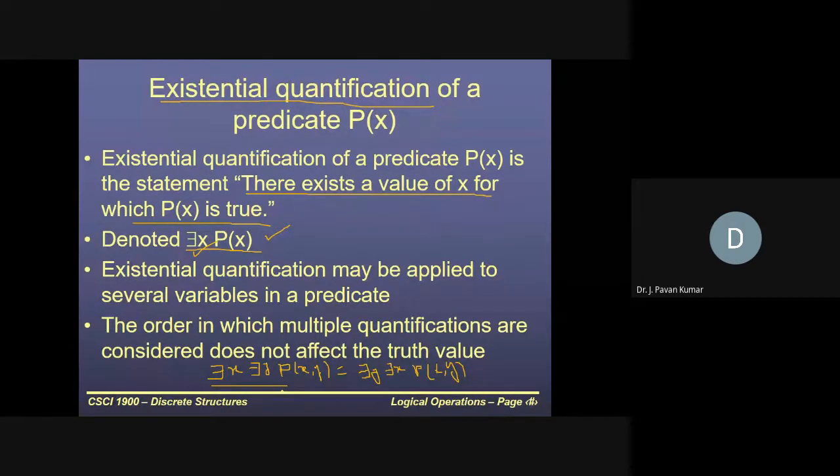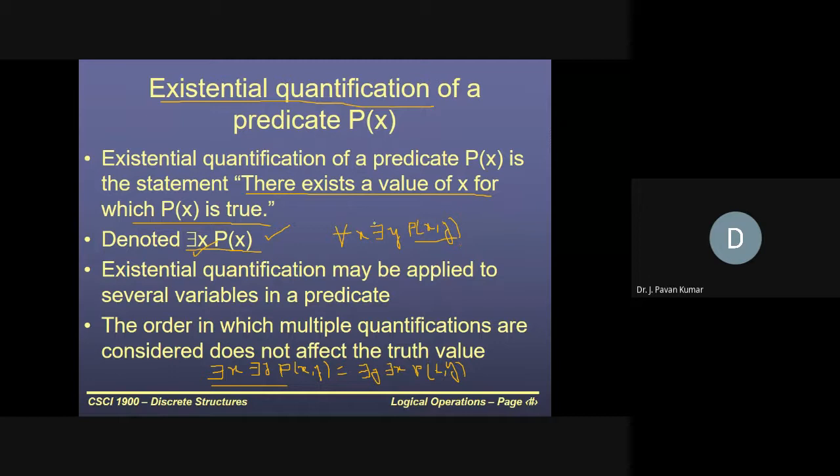But on the other hand, if you have a combination, like for all x, there exists y, p of x comma y. What is the meaning of this one? For all the values of x, there exists some y such that p of x comma y is true. I'm repeating once again. Try to understand the meaning first. For all x, that means for all the values of x, there exists some y such that p of x comma y is true.